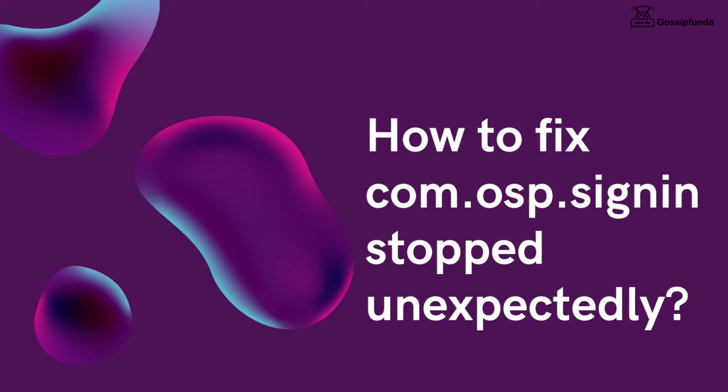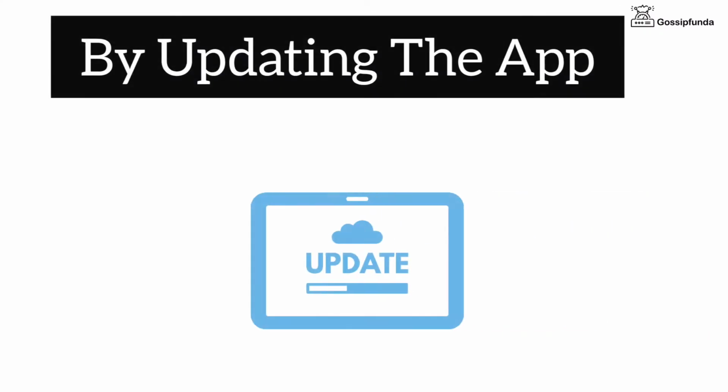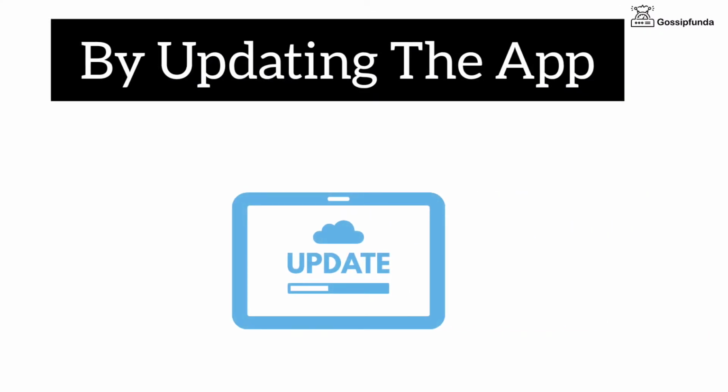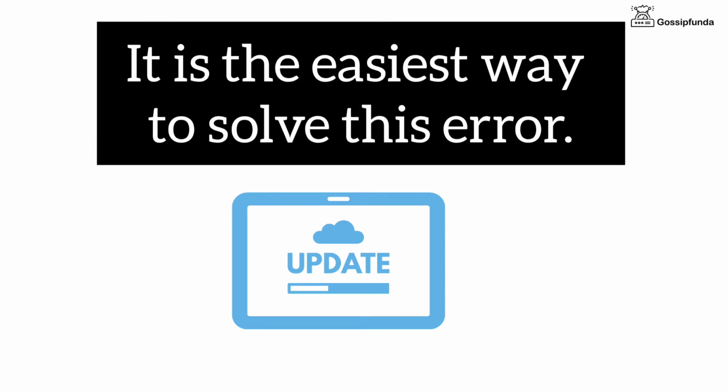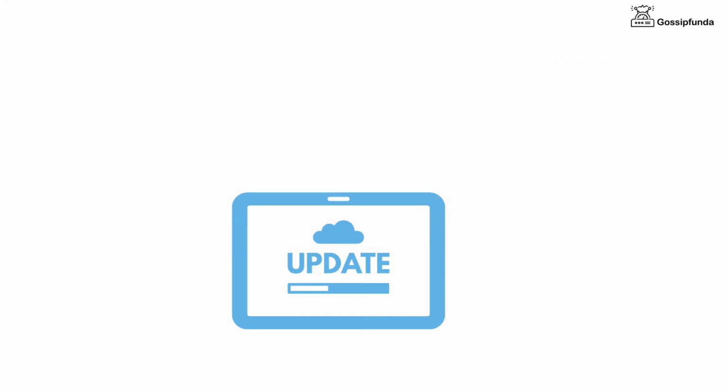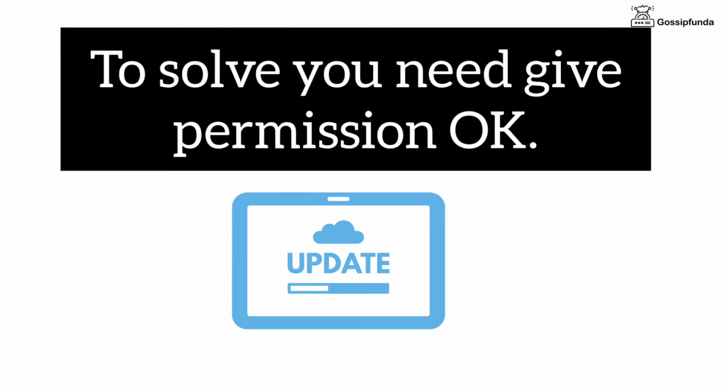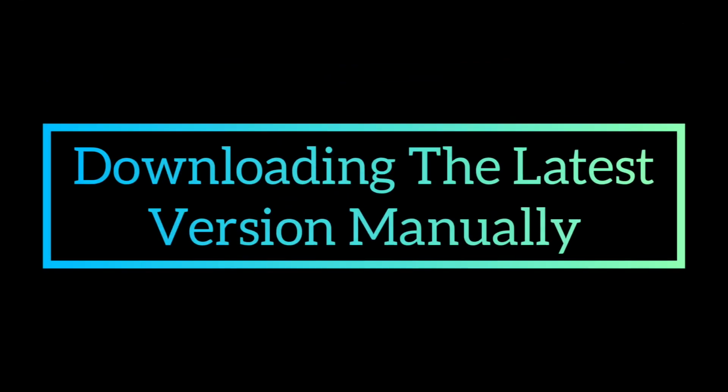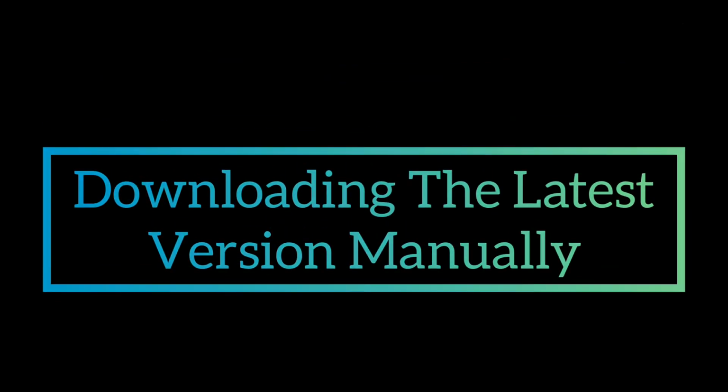Now let's see how to fix the error com.osp.app.signin has stopped unexpectedly. We can fix this error by updating the app. It is the easiest way of solving the problem. To solve this, you just need to allow it to update by giving it the permission, OK, when it asks you.